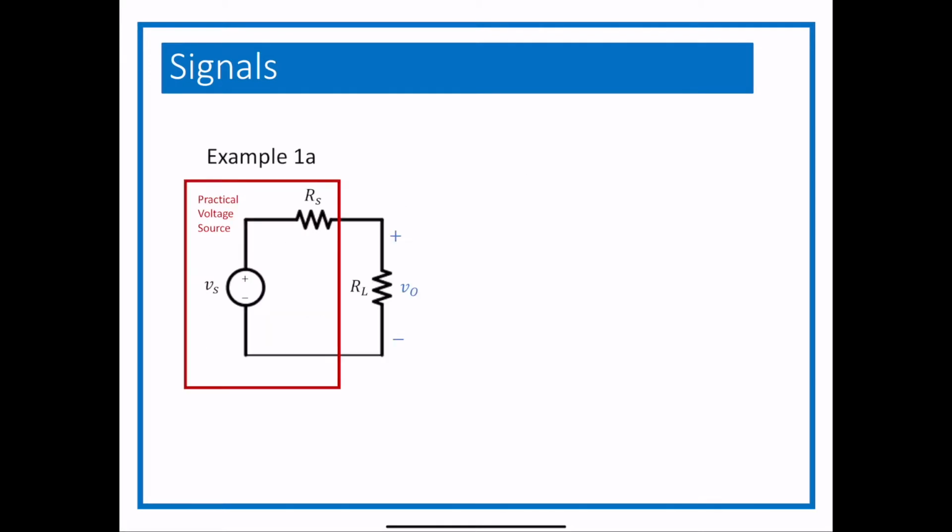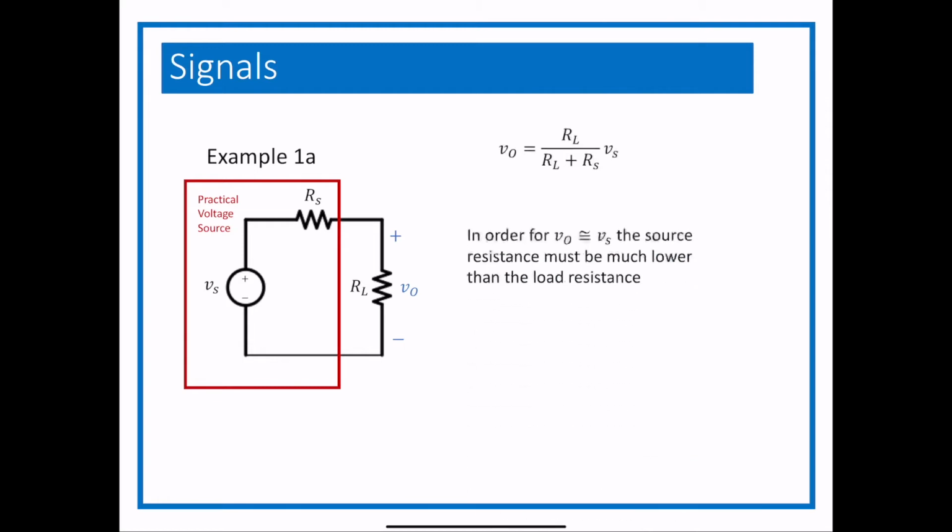In order to determine what the output voltage is, the output voltage is just going to be the voltage division between the load resistance and the source resistance. So V out is going to be RL over RL plus RS times Vs. So in order for V out to be approximately equal to Vs, which is what we would like, the source resistance needs to be much, much lower than the load resistance.